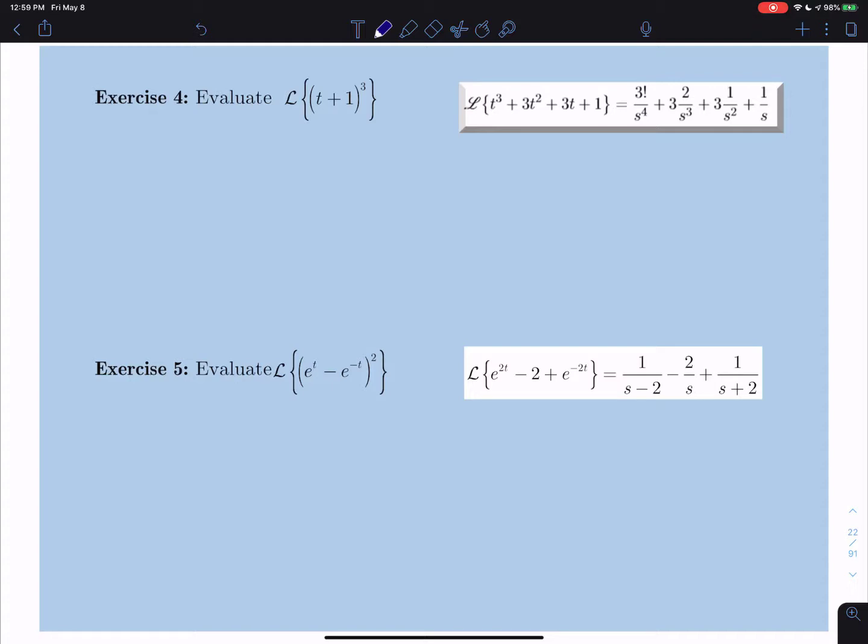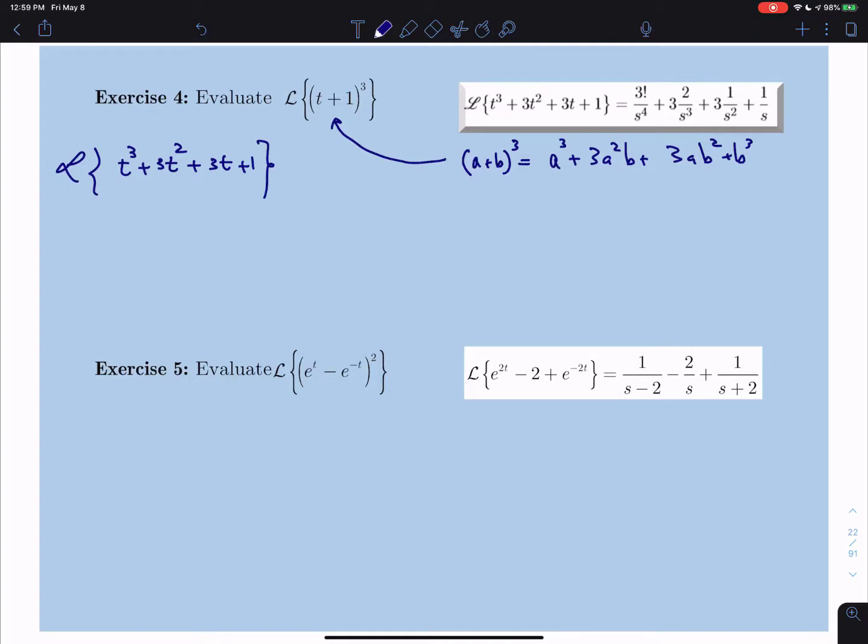Now, here you need to recall two things. A is that (a + b) to the power of 3, from the binomial expansion days, if you recall, and we're using Pascal's triangle, was a cubed plus 3a squared b plus 3ab squared plus b cubed. So you obviously need to know that to expand that. So you could write that as the Laplace transform of t cubed plus 3t squared plus 3t plus 1.